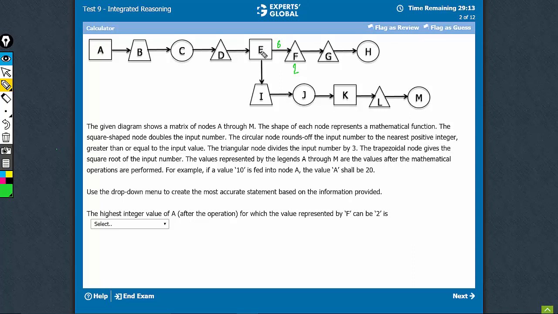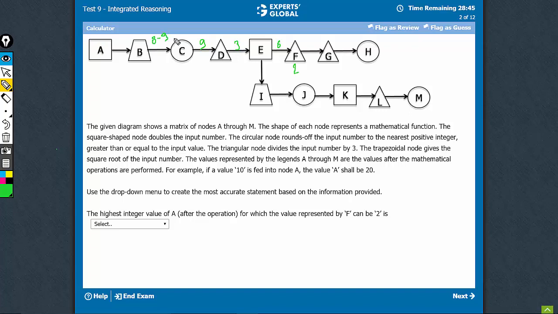So 6 is the output value from E, and therefore what was fed into E must have been 3. D makes a value 1/3, so what must have been fed into D is 9. 9 is the rounded off value, so the value that must have been fed into C would be between 8 and 9. More than 8 but equal to or less than 9.